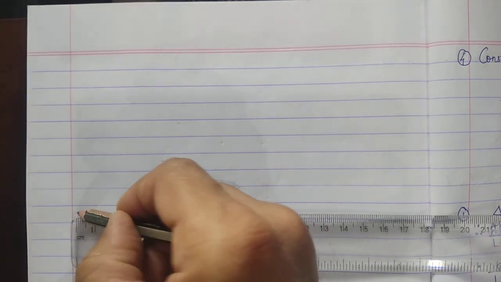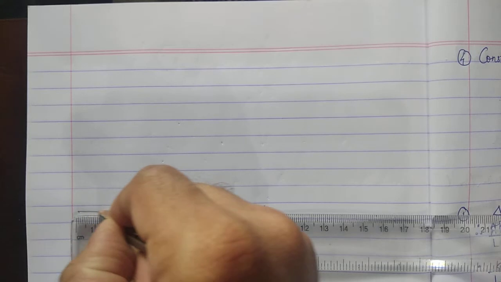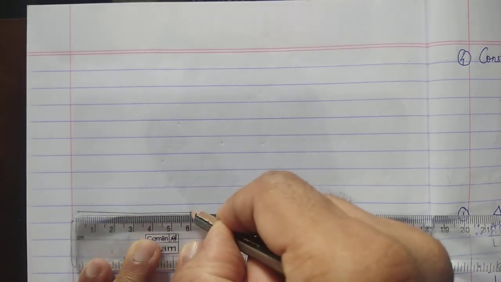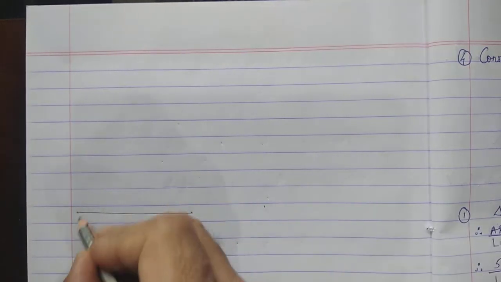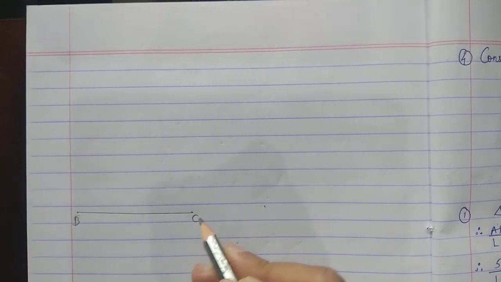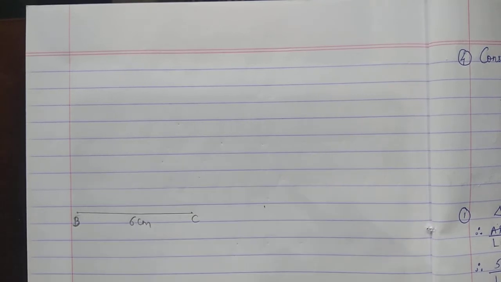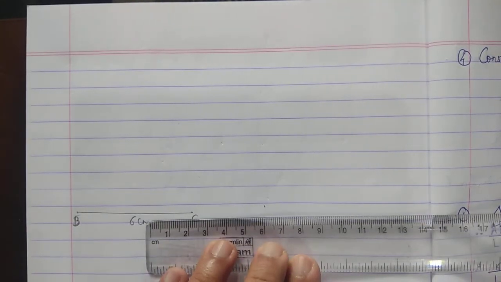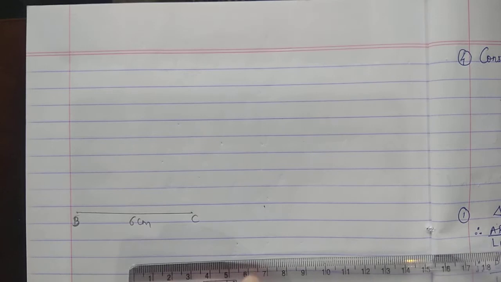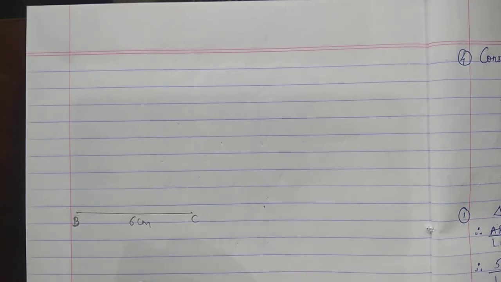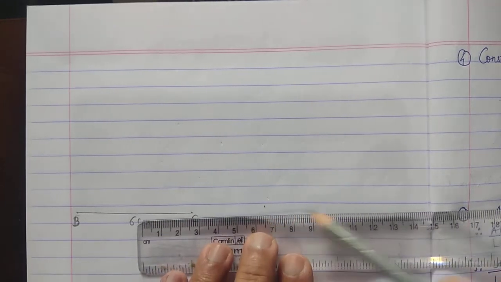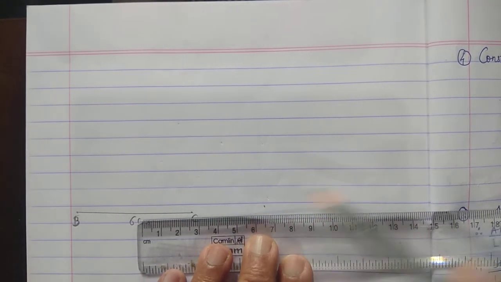So BC is how much here? 6 centimeter. Okay, so write BC as 6 centimeter. Name the segment as BC and write its length. At the same time, you can construct another triangle, triangle LMN, where the corresponding side of BC is MN. So MN you can construct here. Side by side, both the triangles will be constructed then.